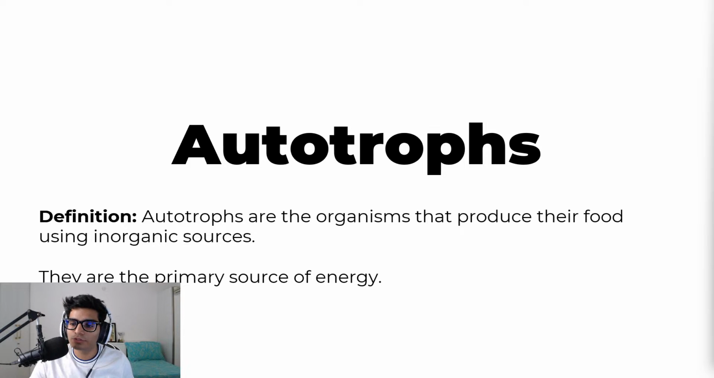So autotrophs are the organisms that can produce their own food using inorganic sources. Inorganic sources mein, okay, now I see some replies. Exactly. So Akansha says sunlight, water, etc. That is correct. That is absolutely correct.